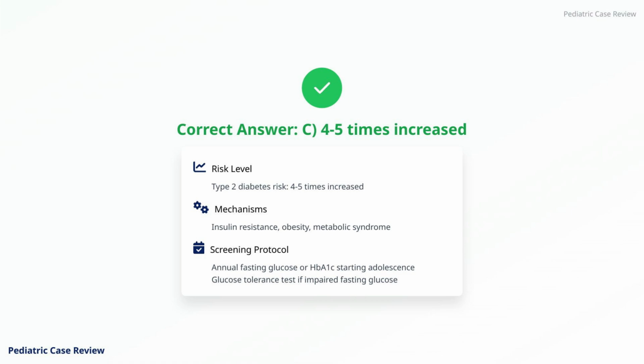The correct answer is C, 4 to 5 times increased risk of type 2 diabetes. Mechanisms include insulin resistance, increased obesity prevalence, and metabolic syndrome. Screening should include annual fasting glucose or hemoglobin A1C starting in adolescence. Perform glucose tolerance testing if impaired fasting glucose is detected for early intervention.